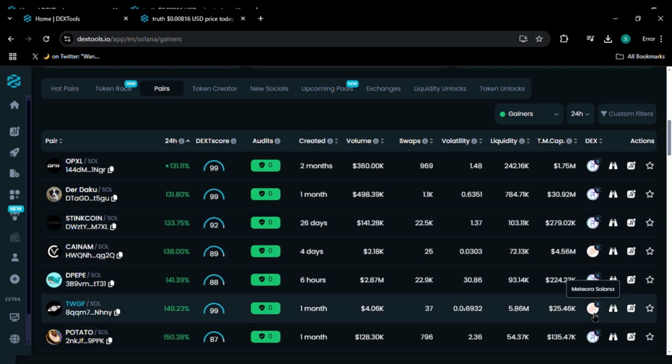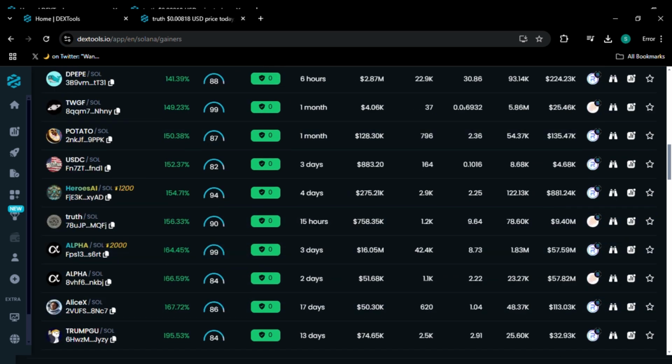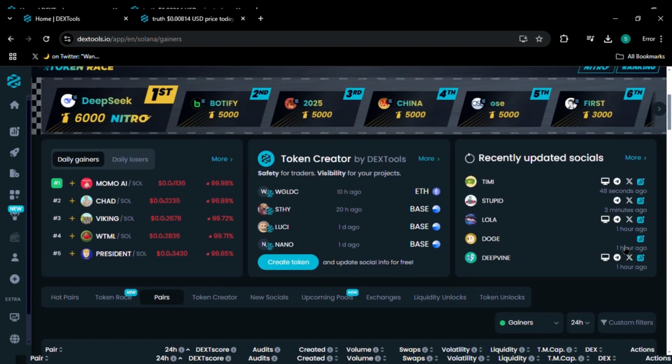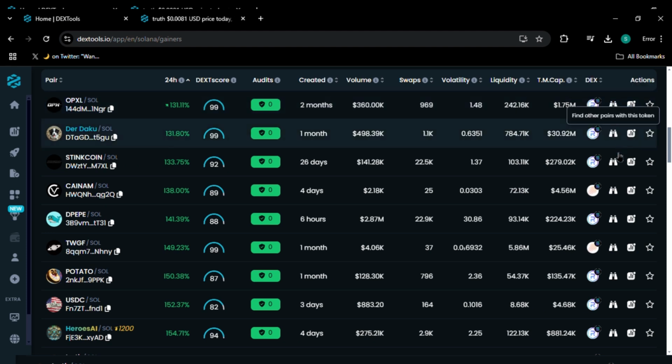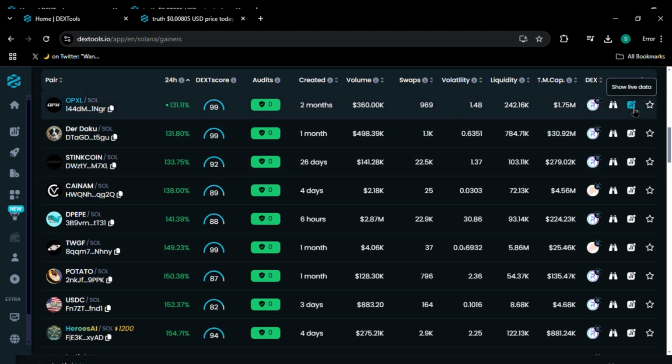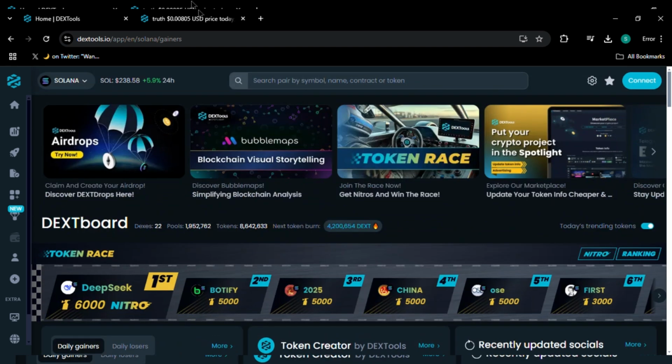So here you can see that all the meme coins belong to Raydium Solana, and some are from Meteora Solana, so it just depends on you. You must have pure crypto knowledge in order to know this. And after that, we have other stuff over here, and you can see the actions, what you want to perform with the specific meme coin, whether you want to favorite them or not.